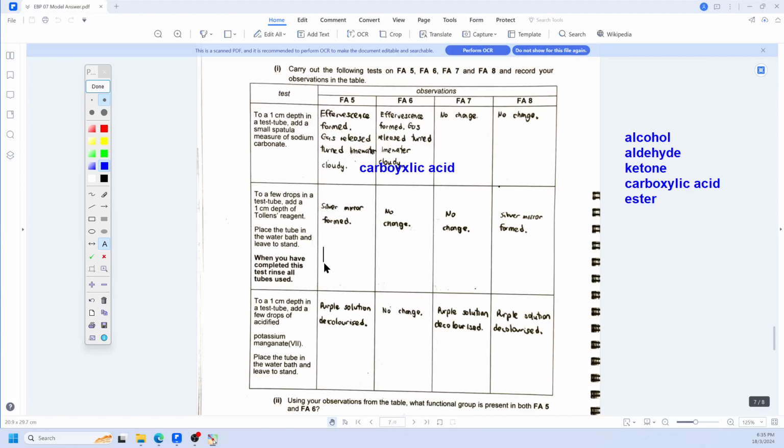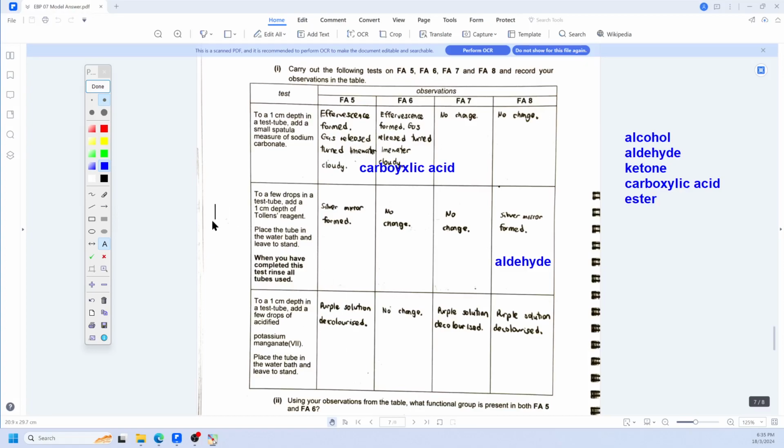Silver mirror formation can only happen with an aldehyde. Actually, no, sorry. This one is a bit old already. There's one type of carboxylic acid that can react with the Tollens reagent. That's why this is a bit old. And this one is an aldehyde.